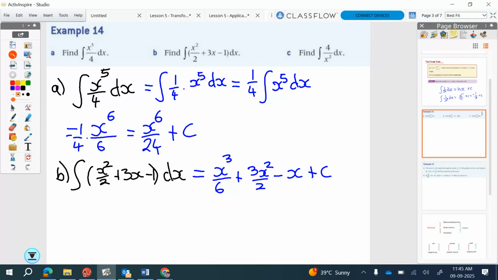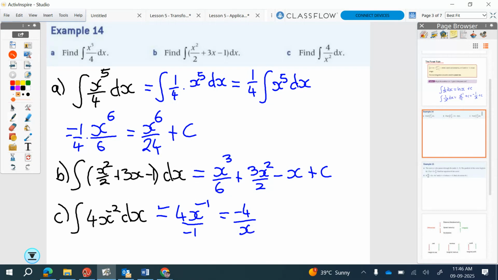Our last one requires that we rearrange our function into index form. So that will be 4x to the minus 2 with respect to x. So we need to add 1 to -2. That is going to give us 4x to the -1 over -1, which is going to be minus 4x to the -1, which is minus 4 over x plus c.